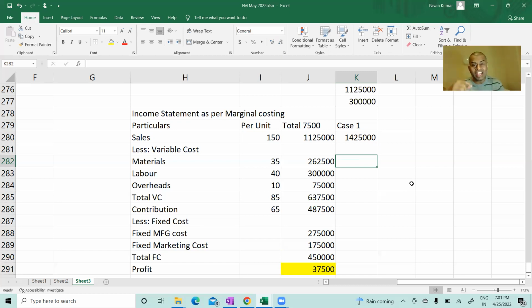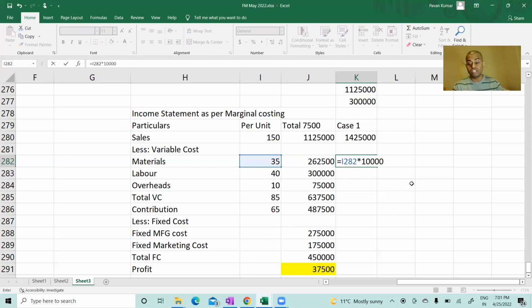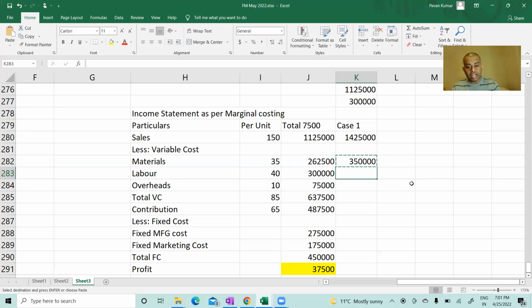2,500 special order at 120 rupees you are able to sell. Regular 7,500 you are able to sell at 150 rupees. Correct? Okay. Now this is equal to 35 rupees material cost per unit into 10,000. You are producing and selling 10,000 units now. Similarly, all these things. Correct.